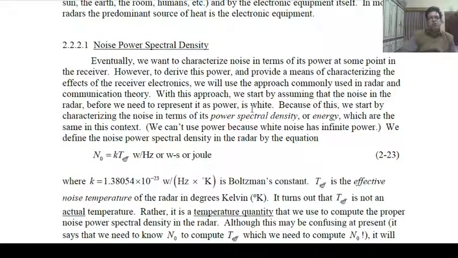Noise power spectral density. There are many terms that we want to understand, and we include these terms in our radar range equation. So in the next lecture we will try to understand which parts we can also include in this expression.